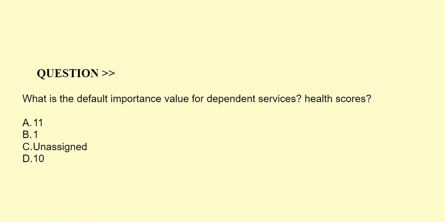Our next question is, what is the default importance value for dependent services health scores? Option A 11, option B 1, option C unassigned, option D 10. The correct answer is option A.